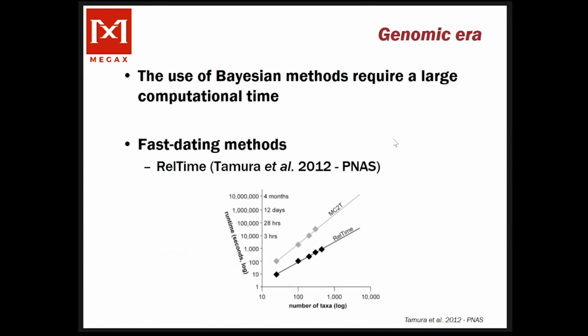And more than that, the use of Bayesian methods requires a large computational time. That's why fast dating approaches are so important. Among these fast dating approaches, we have RelTime, which was proposed in 2012 in a PNAS paper, and RelTime is much faster. In this graph below, we can see the computational time of RelTime, and the gray line is MCMCTree. And actually, this is the fast computation of MCMCTree, with approximate likelihood calculation. RelTime is much faster.